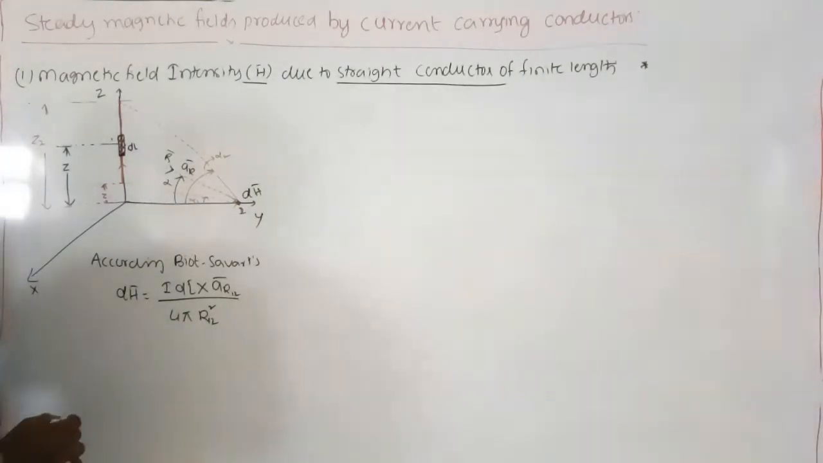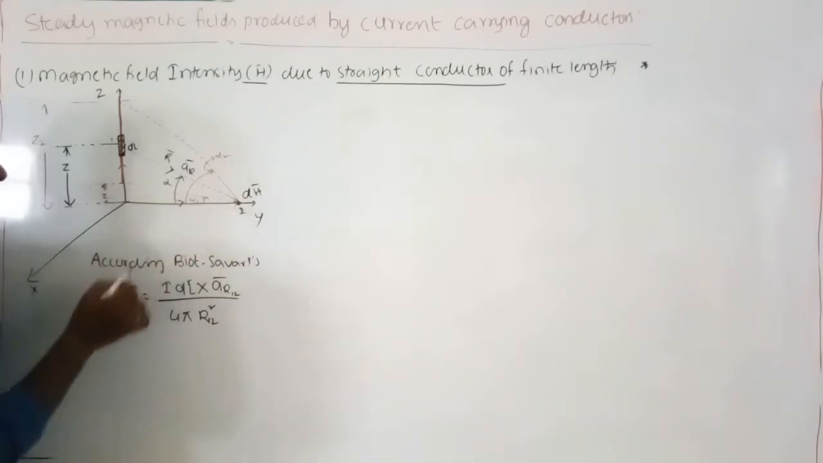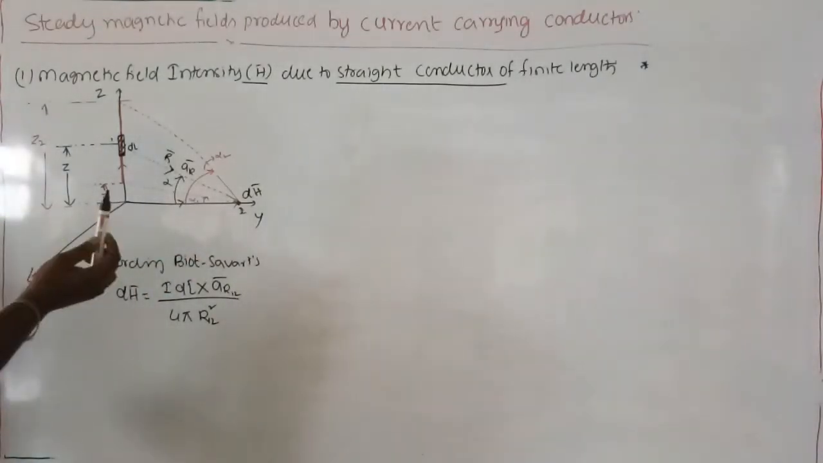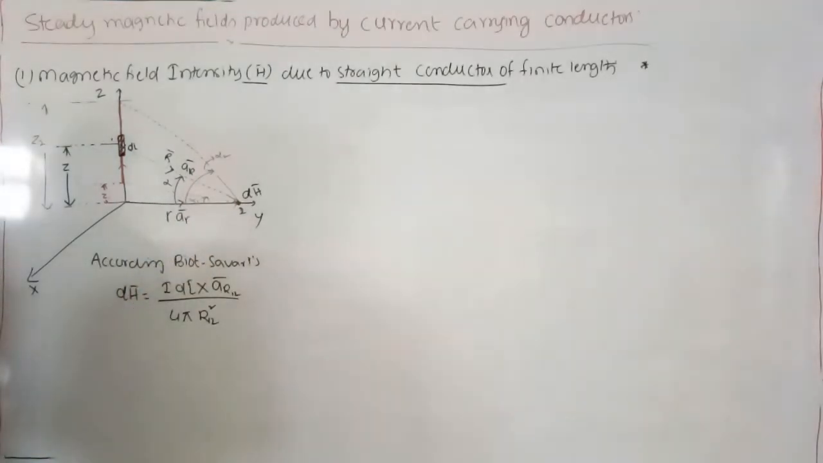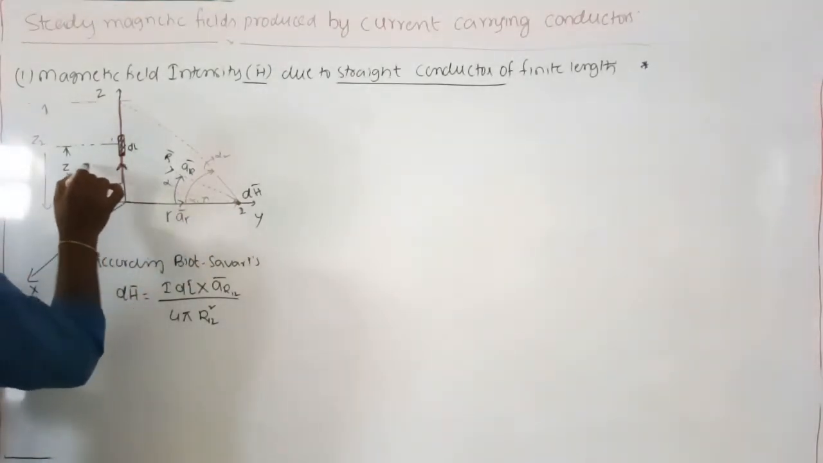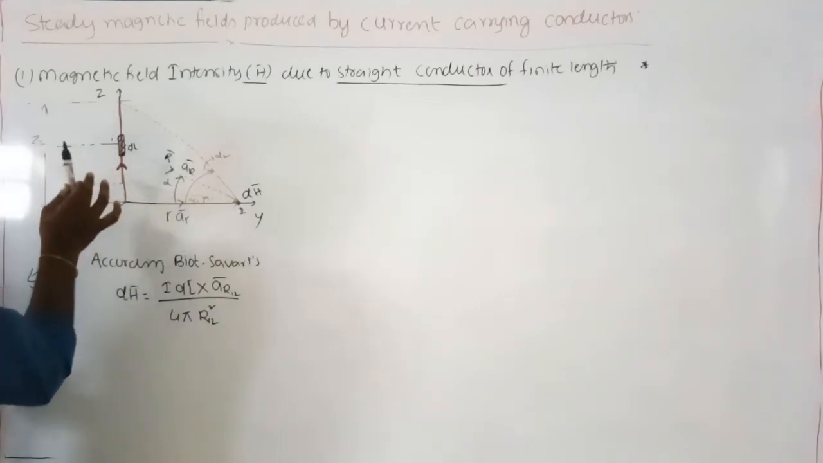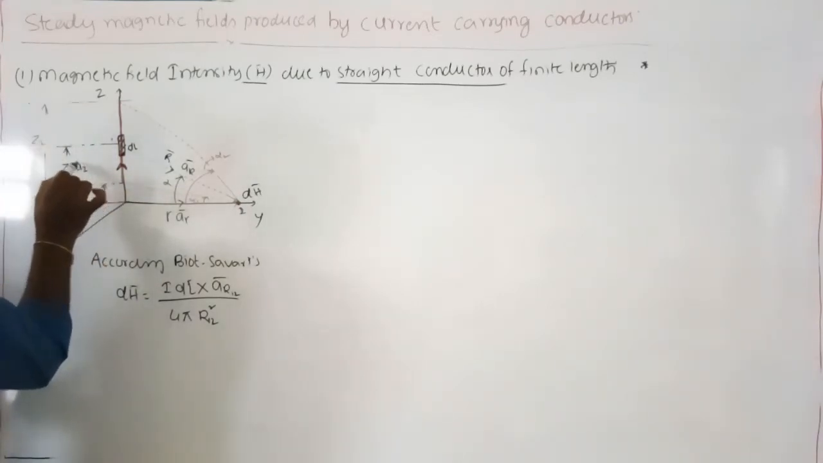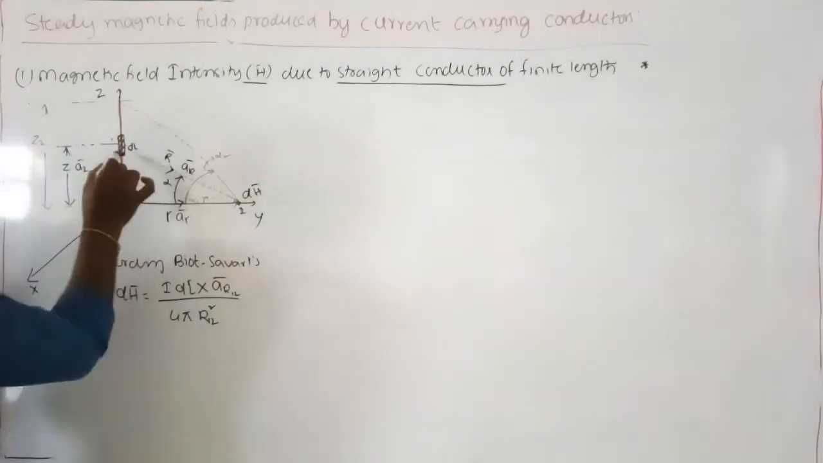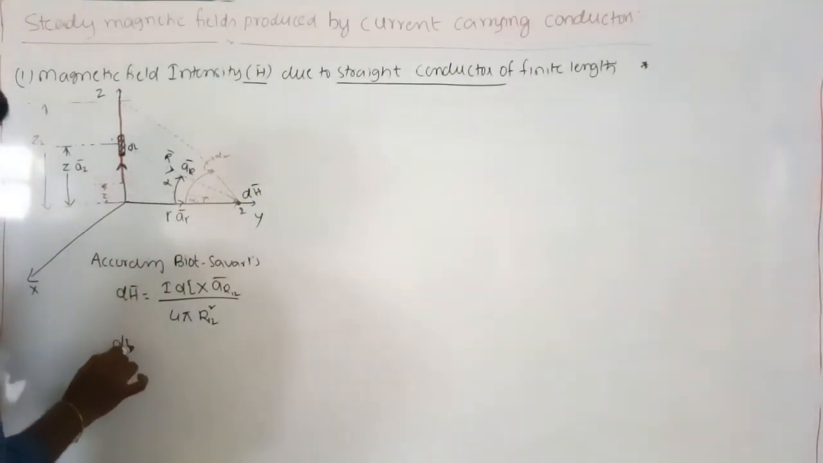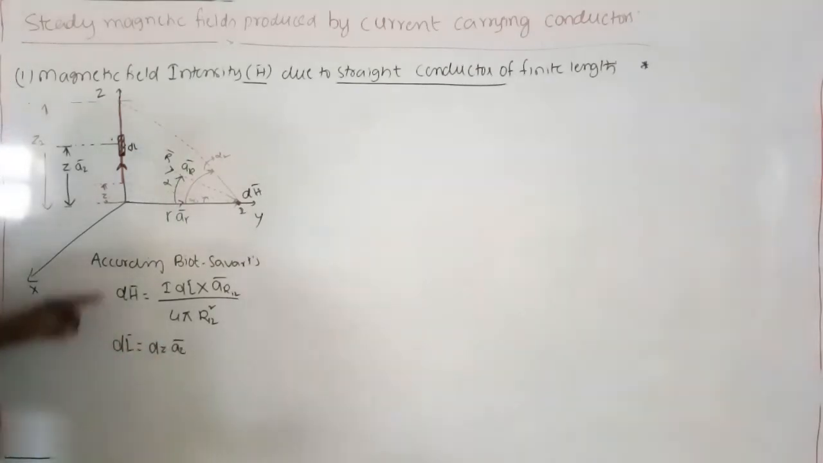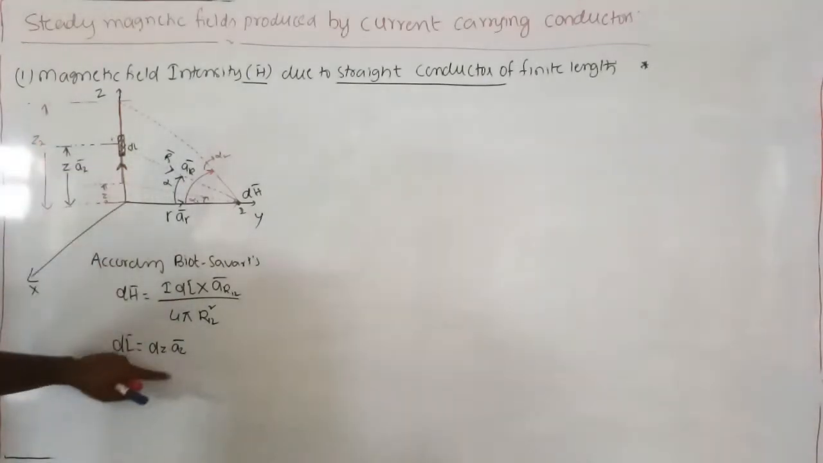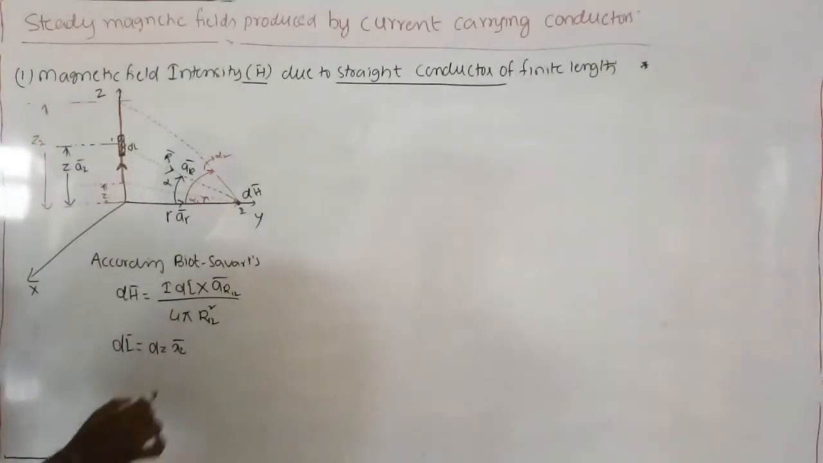Now imagine that we consider the cylindrical coordinate system. This point 2 is at a distance r from the origin and it is in the direction of a r bar. Now what about this direction? It is at z units distance from the origin and it is in the a z direction. As it is a differential element length, dl bar is equal to dz times a z bar. The differential vector length, as it is on the z axis, we represent with magnitude dz and unit vector.